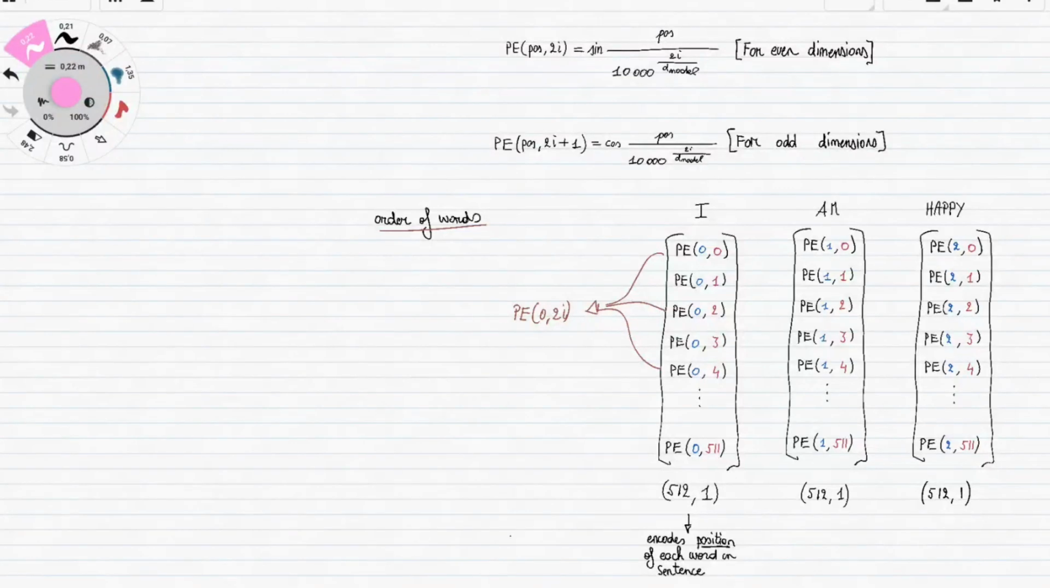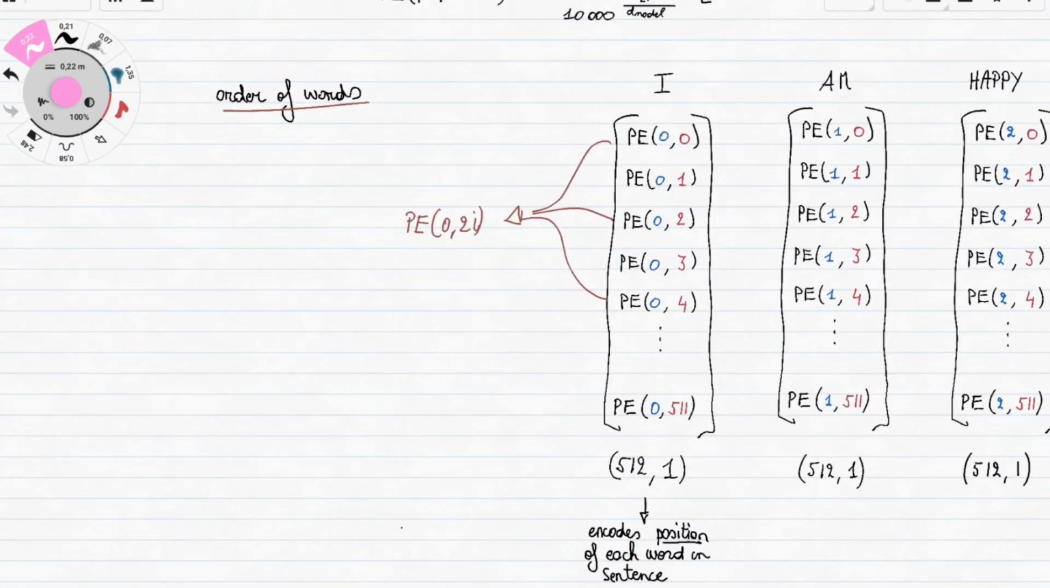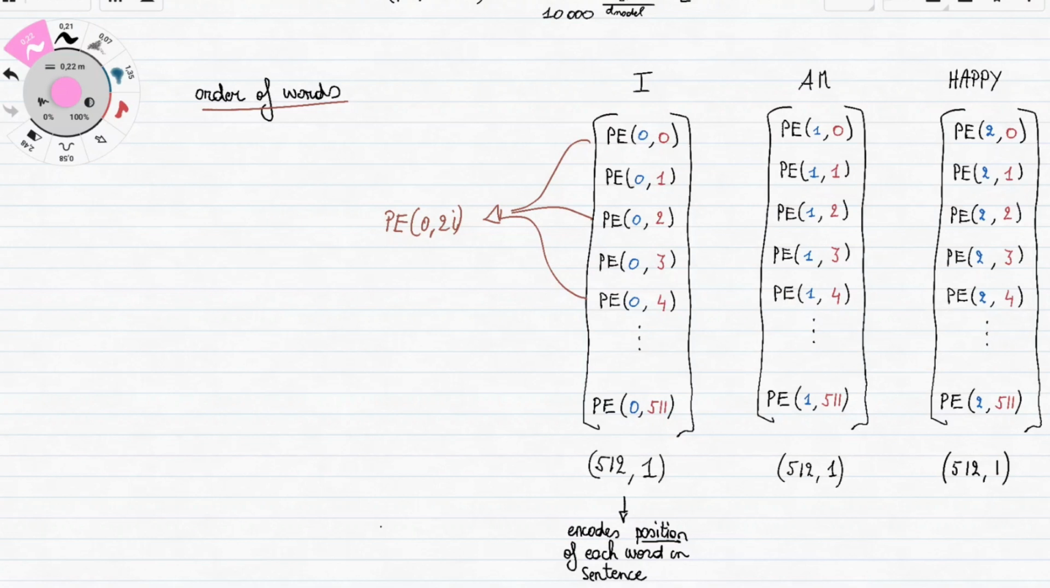To explore how positional embeddings work, we use the sentence "I am happy." Positional embeddings are crucial because they give the model information about the order of the words. We start by creating a positional vector of size 512 by 1, and this encodes the position of each word in a sentence. And then we create a second vector for the word "am" and then for "happy."